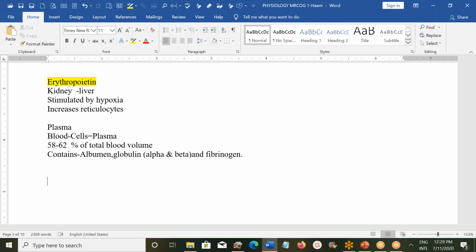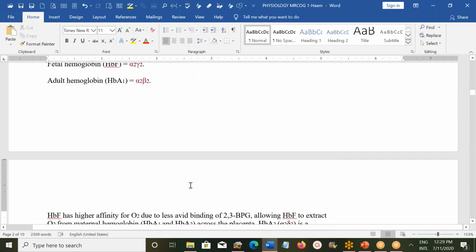Adult hemoglobin has two alpha and two beta chains, and it makes up about 97% of the whole hemoglobin. So adult hemoglobin is equal to 97%. That is the main hemoglobin in the adult, 97% of the total hemoglobin.